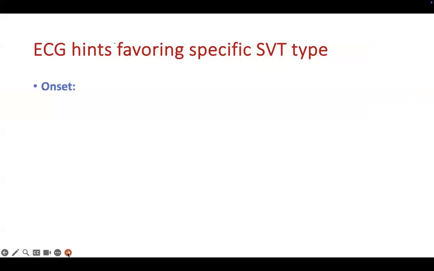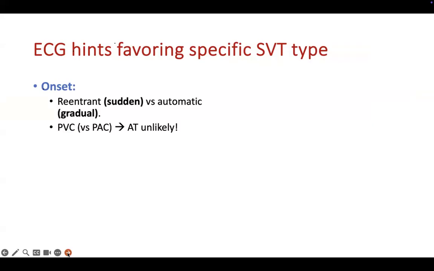More ECG hints that favor specific SVT types. Onset is very important, and I always tell you guys, if you have onset, get it. Sudden versus gradual onset helps us differentiate atrial tachycardias from AVRT or AVNRT.